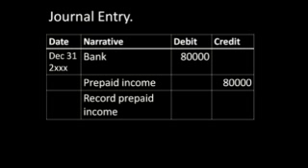The journal entry here would be to debit the bank account with $80,000 and credit the liability of prepaid income with $80,000. When the service is carried out, then the figure is no longer a liability and a second journal entry would be required. This would debit the prepaid income account and credit the sales account.